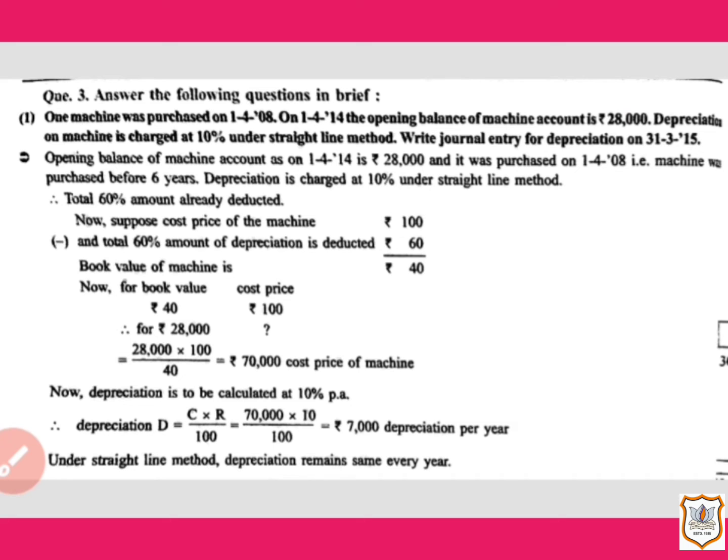So here in this question we are given rate of depreciation, that is 10%. And we are given opening balance of machine account, that is 28,000 as on 1st April 2014. Here we are not given original cost. Original cost means cost incurred to acquire the asset up to the point it is ready for use. It is the basis for depreciation.